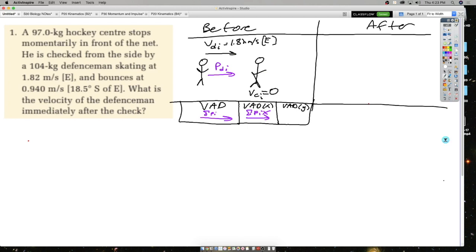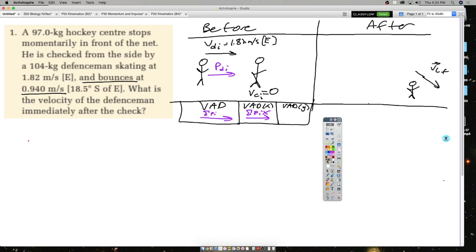Okay, so let's start this. Let's read on. Okay, so the center is checked and bounces off at 0.940 meters per second at 18.5 degrees south of east. So now the center has some velocity that way, which right away, if we're going to end up with no y momentum, right? With no y momentum, this must have some upward component because this has a downward component, right? So his momentum is now something like that, which means to end up with no y component, this needs to be some up momentum.